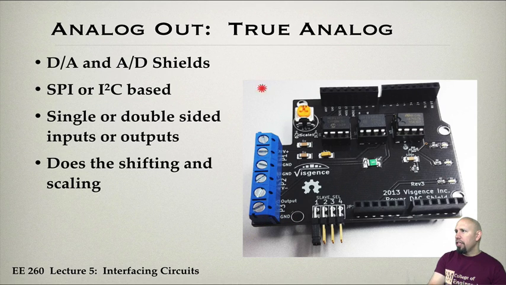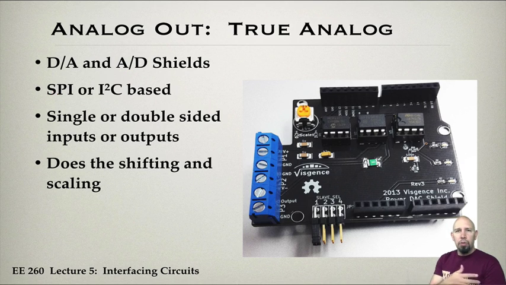Okay, a number of these shields exist, and they are either SPI or I2C based converters. And what does that mean? That means instead of taking up 8 bits to do 8-bit conversion, you just use 2 bits, for example, for the SPI communication or the I2C communication. So instead of taking up the full 8 bits, the bits are sent serially instead of in parallel.